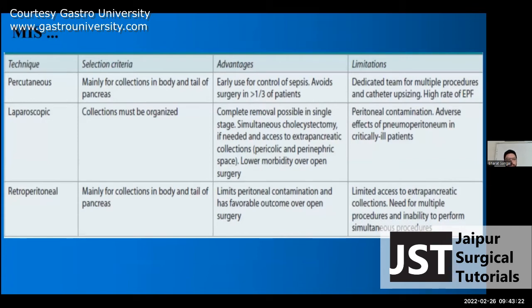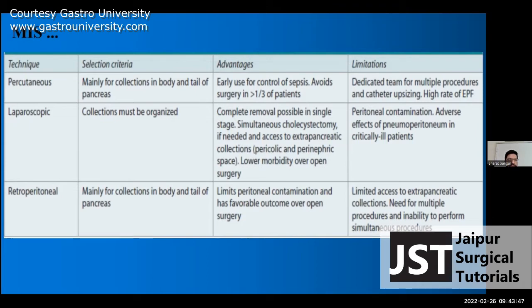In this, the collections must be organized. The advantage is that complete removal is possible in a single stage, and also simultaneous cholecystectomy if needed in case of a necrotizing cholecystitis was possible. And access to extra pancreatic collections in the perinephric space was possible. But the limitations were that there were peritoneal contaminations and adverse effects of pneumoperitoneum in critically ill patients were seen.